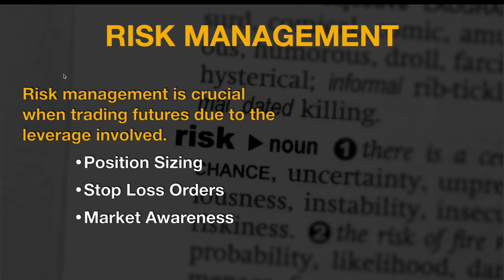Risk management is crucial when trading futures due to the leverage involved, so let's cover some essential practices. Always size your positions appropriately based on your account size. A common rule is to risk no more than 1 to 2% of your trading capital on any single short-term trade. Use stop-loss orders to limit potential losses. For example, if you're trading one MES futures contract, a 10-point stop-loss would represent a risk of $50, and we get that by multiplying 10 times $5.